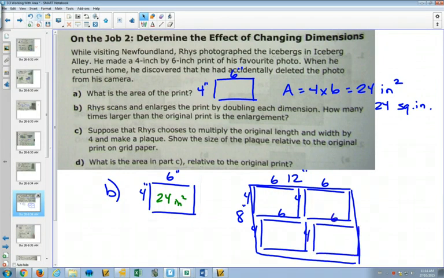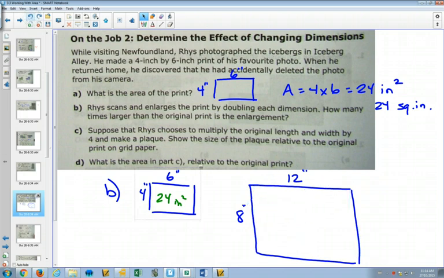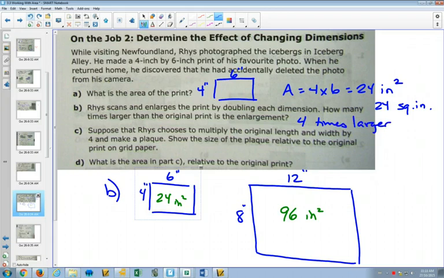So when we look at our area, when we do 8 times 12, and we get an area of 96 inches squared, we notice that that is 4 times bigger than the original one. So doubling each dimension, how many times larger than the original print is the enlargement? It is 4 times larger. So when we talk about the size of something, here we're talking about its area. It takes up 4 times the area.